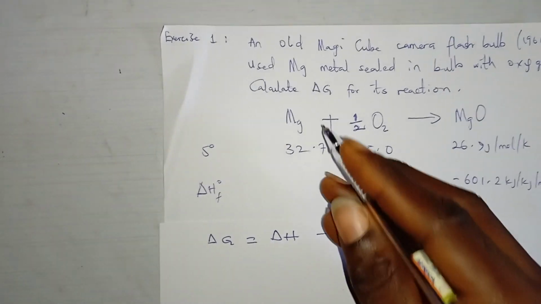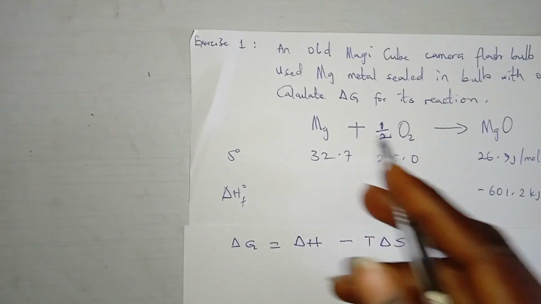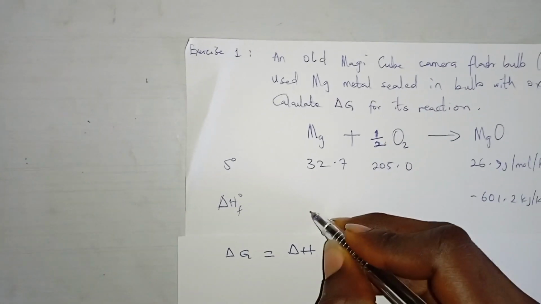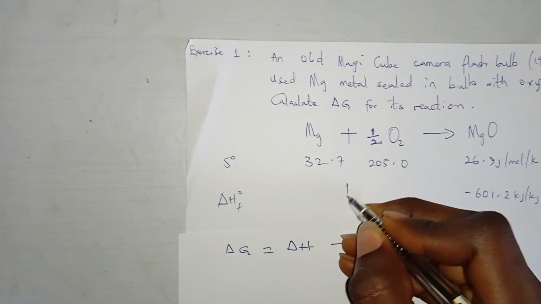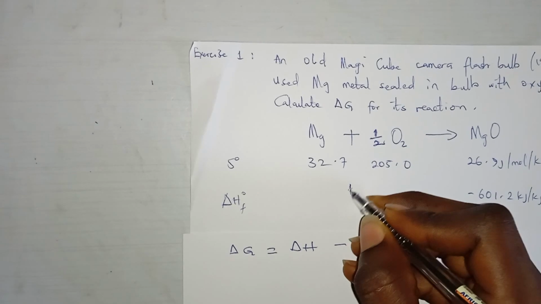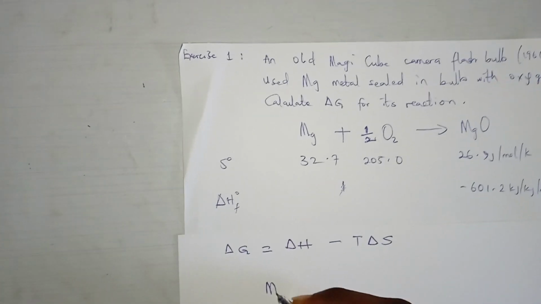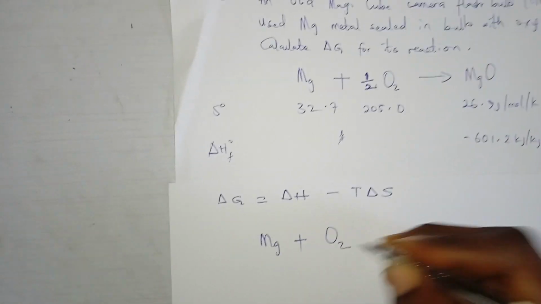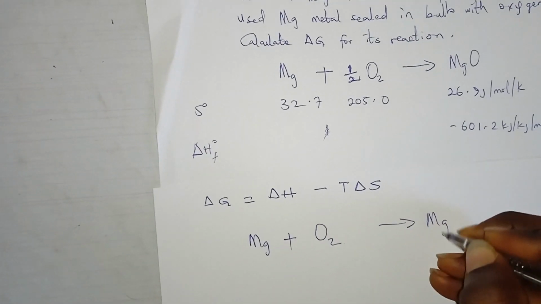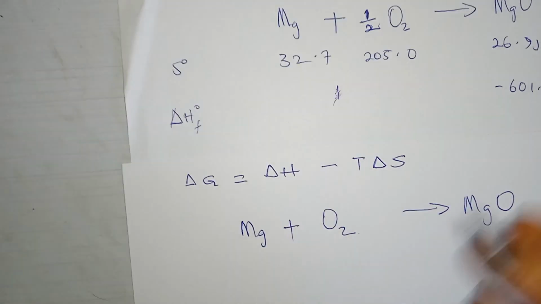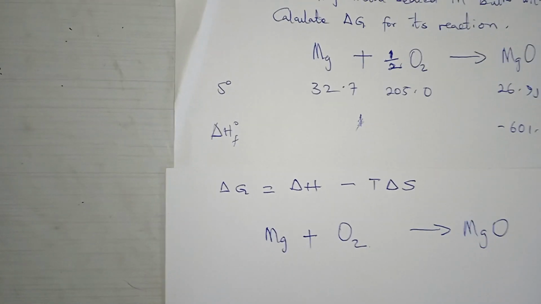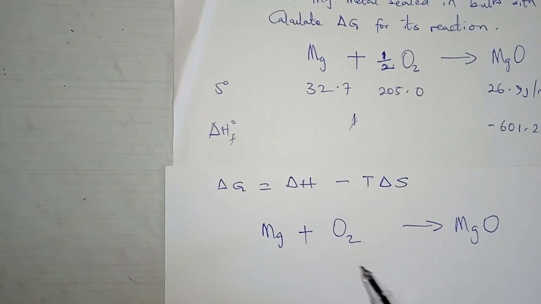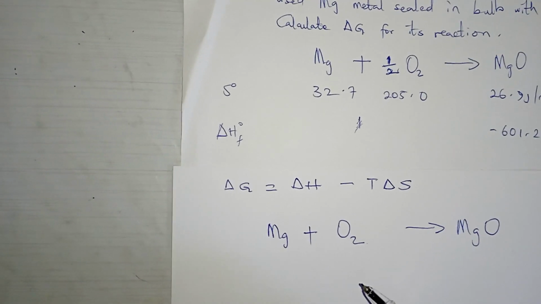So once I have this formula, what I need to do is to balance the equation. Balancing this equation simply means that this will be Mg plus O2 all into MgO. Now I ask myself, how many Mg do I have on the left hand side? 1. Right hand side, 1. How many oxygens do I have on the right hand side? 1. Left hand side, 2.